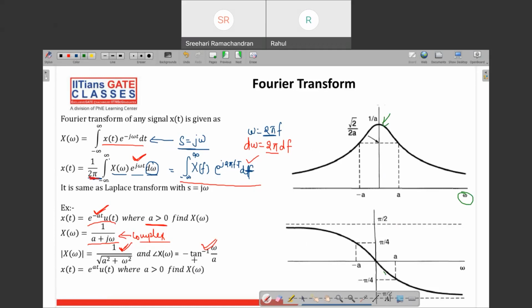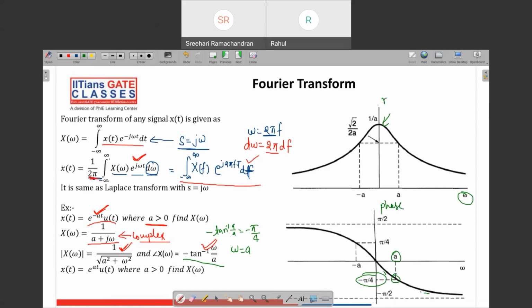Here if you see this phase, if you put omega equal to plus a, its phase will be equal to minus tan inverse of a by a, which will be equal to minus pi by 4. That's what is written here. At a, it will be minus pi by 4. Similarly, if you increase the value of omega, it will go towards minus 90 degrees, or you can say minus pi by 2 also. So this is the phase spectrum, and this is the magnitude spectrum.